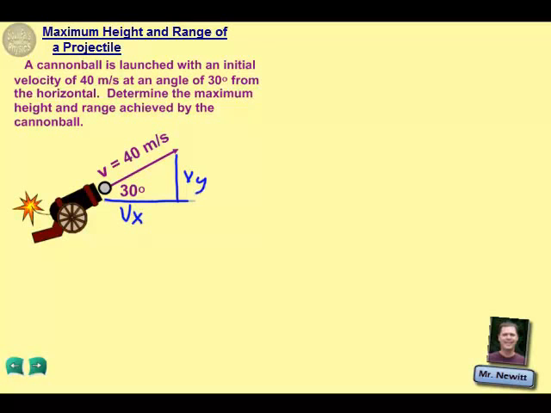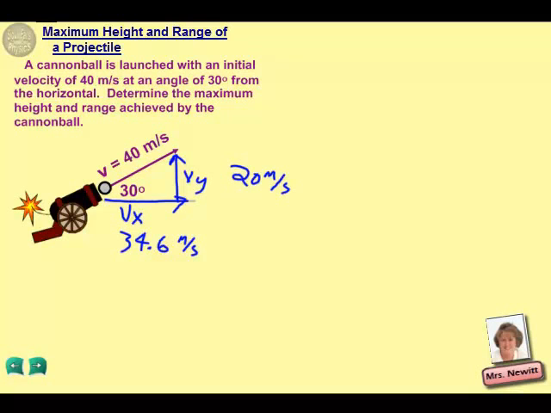To find the v sub x, we're going to use the cosine. I will take cosine of 30 times 40 meters per second, and we'll get 34.6 meters per second. And then for the vertical velocity component, we'll take sine 30 times 40, and we'll get a value of 20 meters per second.